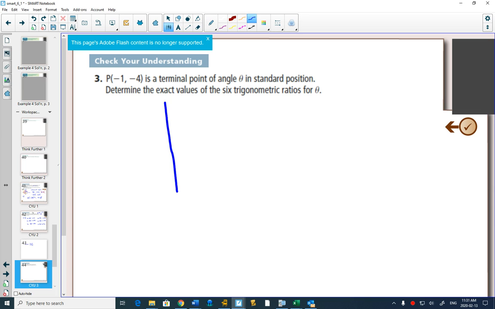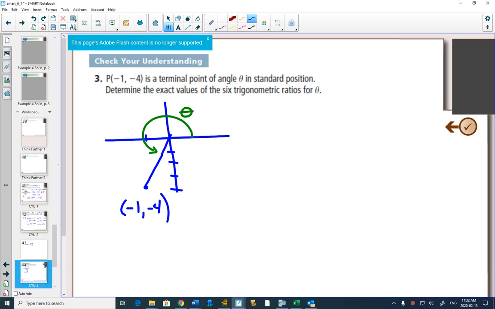So if I look at where (-1, -4) is, and if that's on the terminal arm of an angle theta in standard position, theta would be this angle here. Okay? And apparently, we have enough information to say what sine of theta is without a calculator. So what do we need to do?